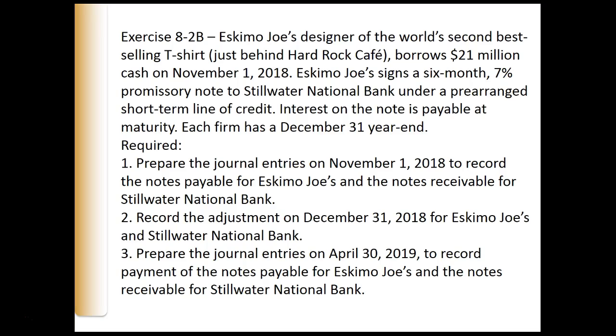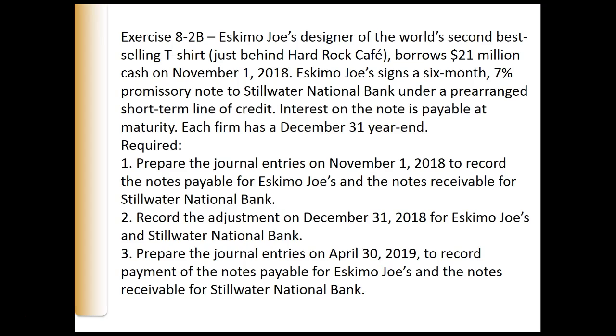So we're required to prepare the journal entries on November 1st, to record the note payable for Eskimo Joe's, and also the note receivable for the bank. We're going to record the adjustment on December 31st for Eskimo Joe's and Stillwater Bank, and then we'll prepare the journal entries on April 30th of 2019 to record the payment of the notes payable for Eskimo Joe's, and then for the note receivable for Stillwater Bank.